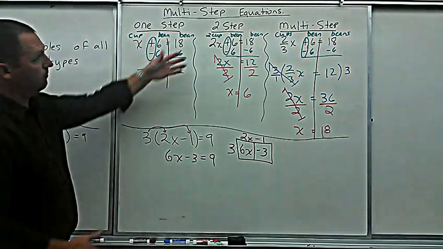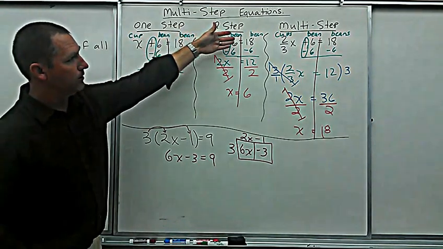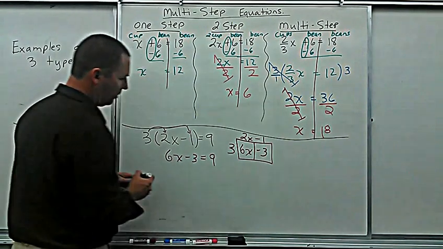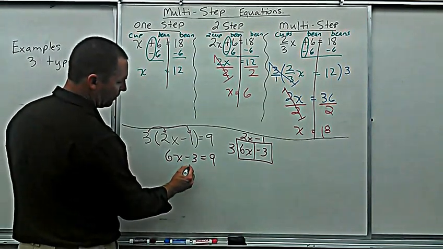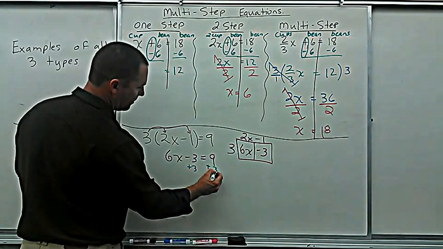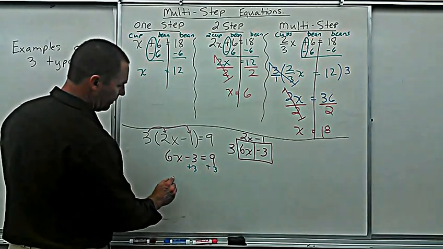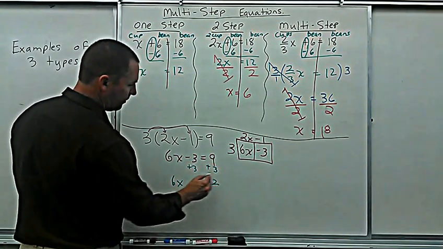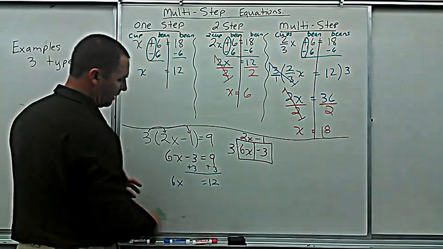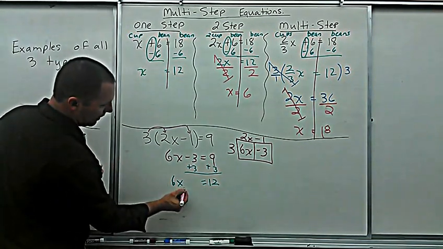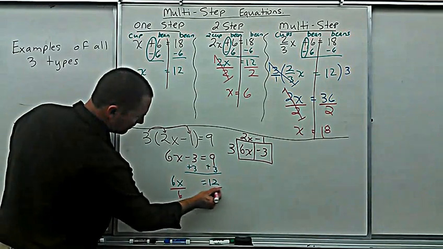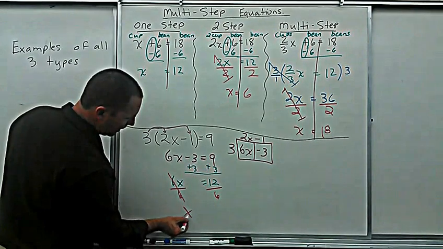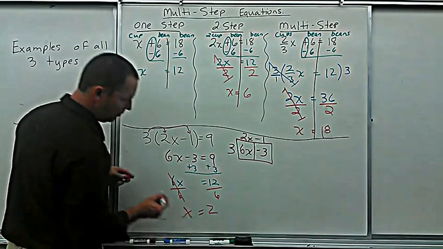And now I've set up a 2-step equation. I have 6x minus 3 equals 9. So I go back and I'm going to get rid of that 3 by adding 3 to both sides. And so what I'm left with is 6x equals 12. And then, of course, my last step would be to divide both sides by 6. And these simplify out into a 1, so I'm left with x equals 2.